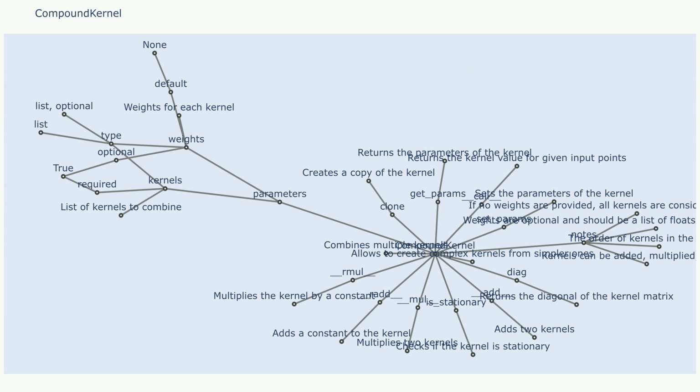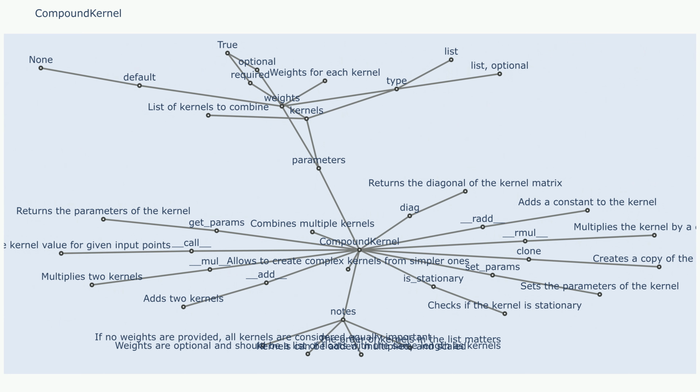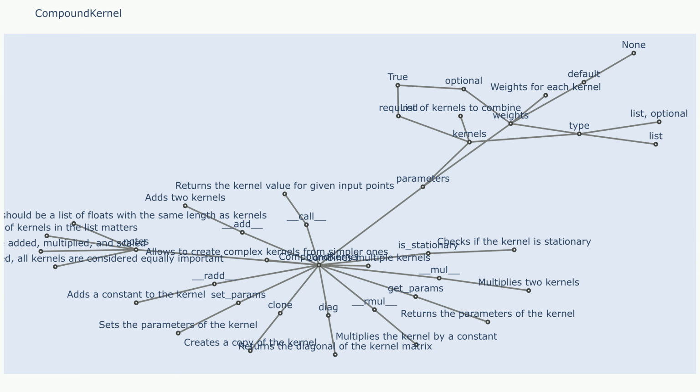Applications of CompoundKernel. Modeling complex relationships. Use different kernels to capture different aspects of your data, like spatial correlations, temporal trends, and nonlinear interactions, improving model accuracy by capturing a wider range of features. Compound kernels can lead to more accurate predictions. Customizing model behavior. Adjust the weights of individual kernels to emphasize certain aspects of the data or to control the smoothness and complexity of the GP model.